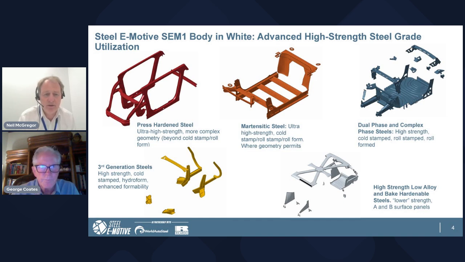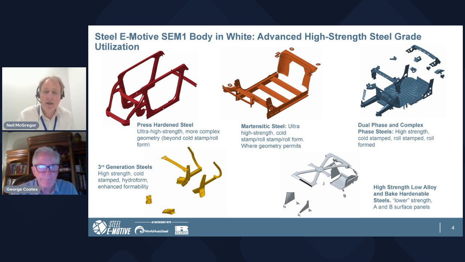Where we need that strength and where we've got more complex geometry, so where we can't cold stamp it, we use press hardened steel or hot forming to give us that ultra high strength steel and enable us to form the geometry. In the orange color are the martensitic grades. So these are the ultra high strength steel grades that can be cold stamped, roll stamped, or roll formed. So the geometry is a little bit simpler, and it allows us to make those from cold stamping or roll stamping.